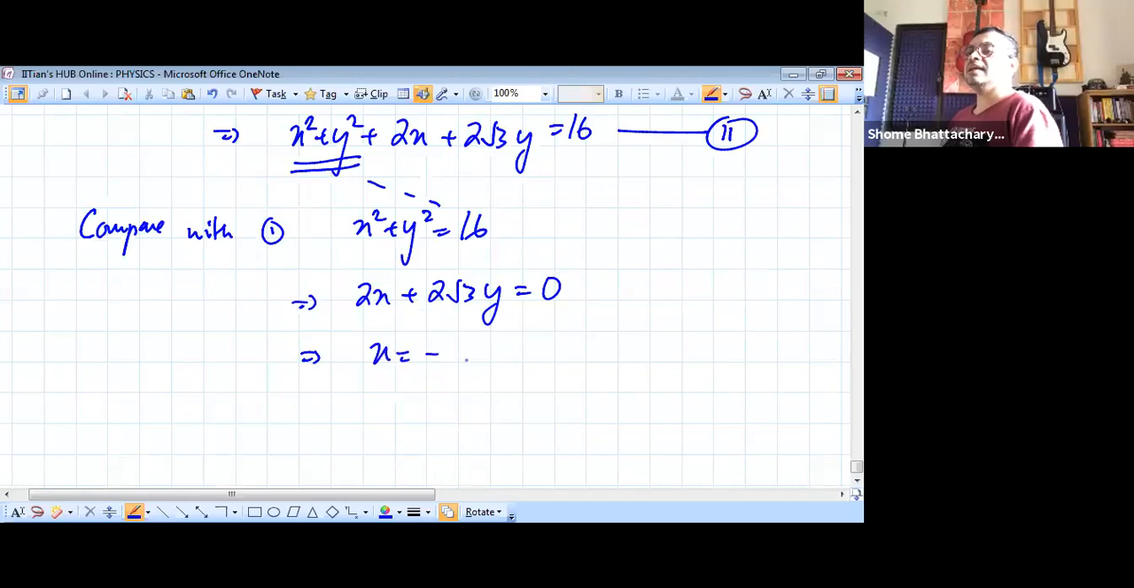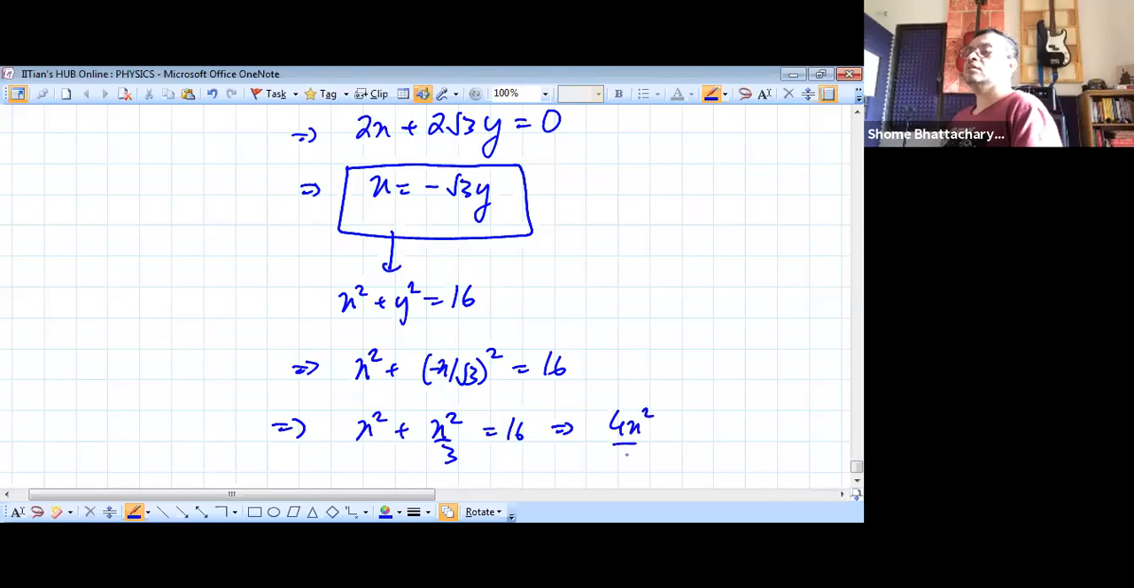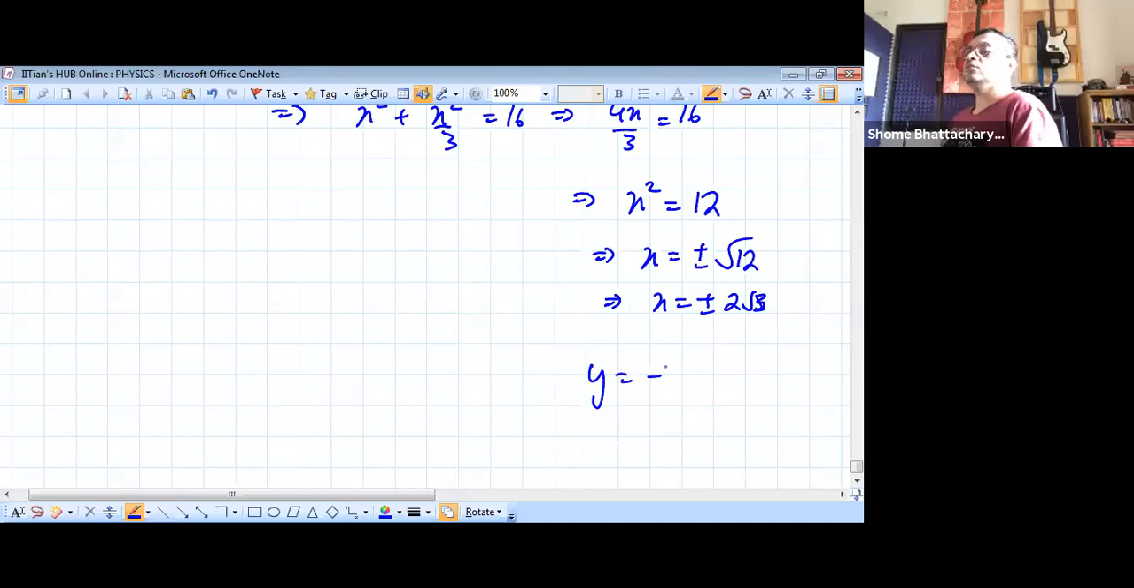So you can see that x is equal to minus root 3 y. So I have this. Now substitute this in this. We have x square plus x by root 3, with the minus sign, square is equal to 16. So x square plus x square by 3 is equal to 16, or 4x square by 3 is equal to 16. So x square is equal to 12. So x is equal to plus minus root 12, or x is equal to plus or minus 2 root 3. And then accordingly, y is equal to minus of x by root 3. So y will become minus or plus 2.